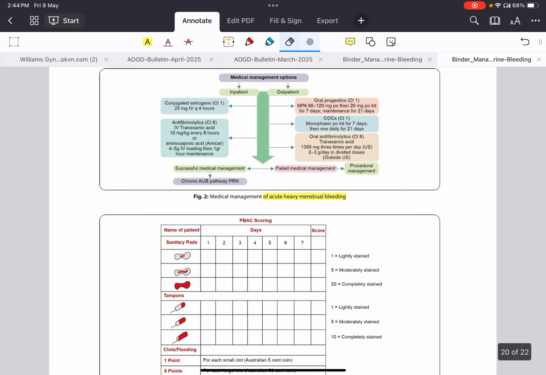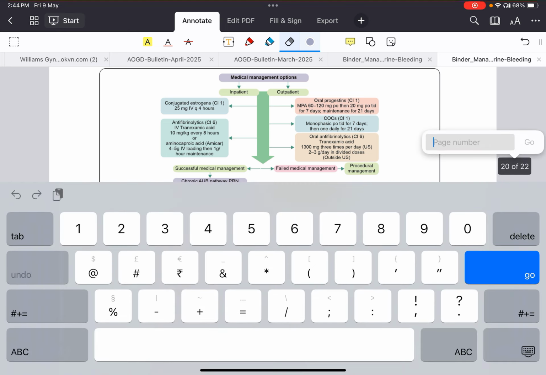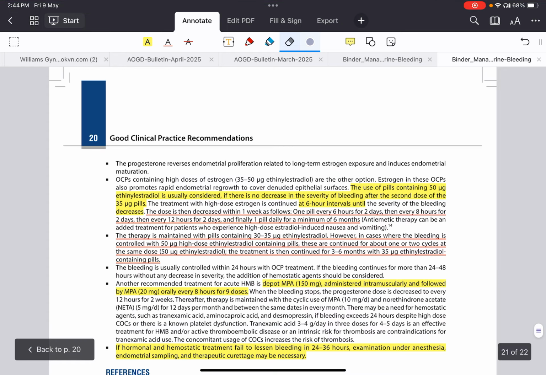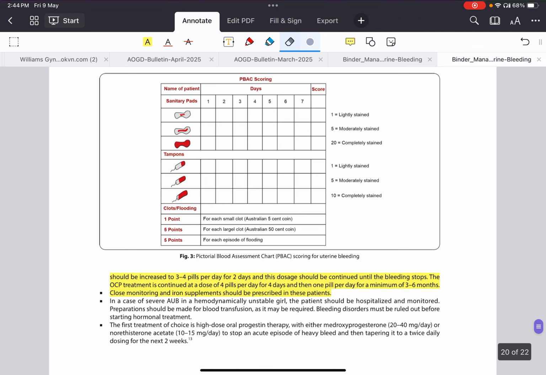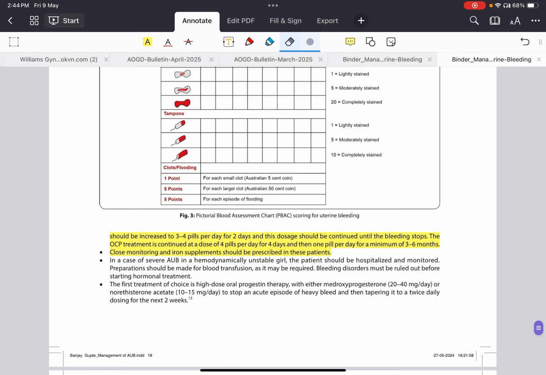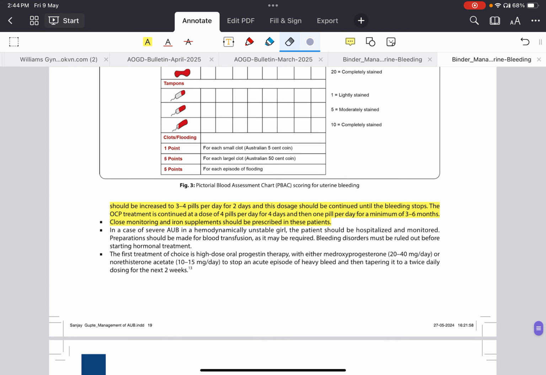Moderately stained is 5, and completely stained is 10. So for tampons it is 10, whereas for a pad or sanitary napkin it is 20. And clots: one small clot the size of a 5 cent coin is 1 point, a 50 cent coin is 5 points, and an episode of flooding is 5 points.